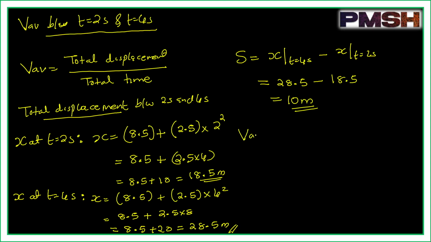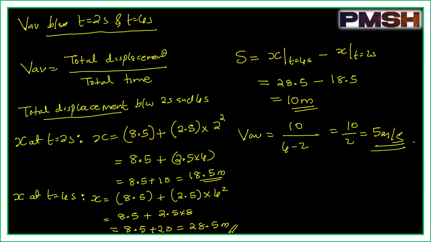So let us write V average is equal to total displacement by total time. The total displacement between 2 seconds and 4 seconds is 10 meters. And what is the total time taken? Time taken is 4 minus 2. So that is 10 by 2, which is equal to 5 meter per second. So the average velocity is 5 meter per second.